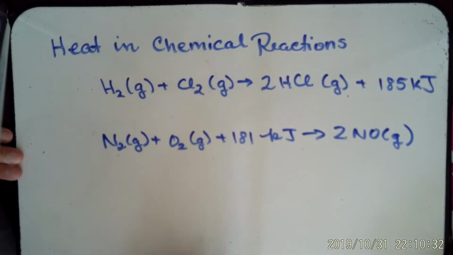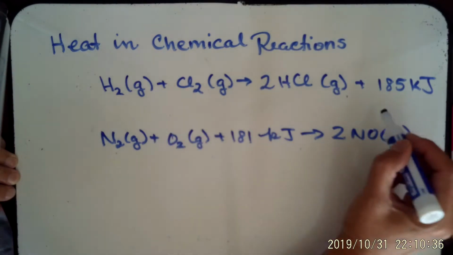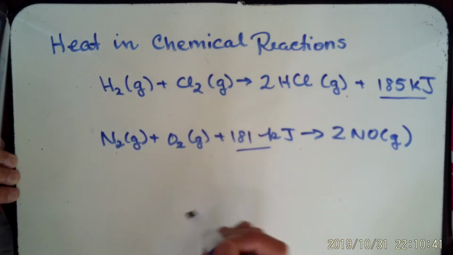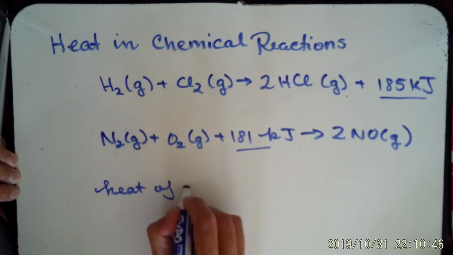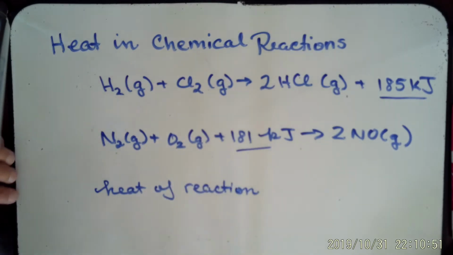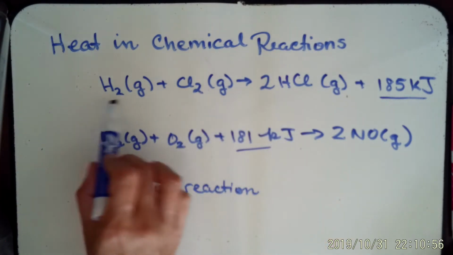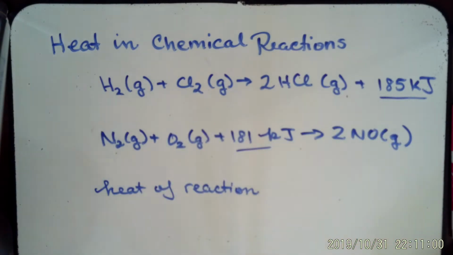Okay, we're going to talk about heats in chemical reactions. When you write it up, the amount of heat that's produced or the amount of heat that's required, that's the heat of reaction. So when I say what's the heat of reaction for the formation of hydrogen chloride from hydrogen gas and chlorine gas, you'd say it's 185 kilojoules. And as we mentioned before a little bit, we worked on some calculations with it.